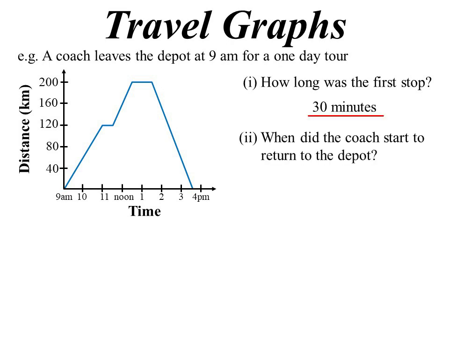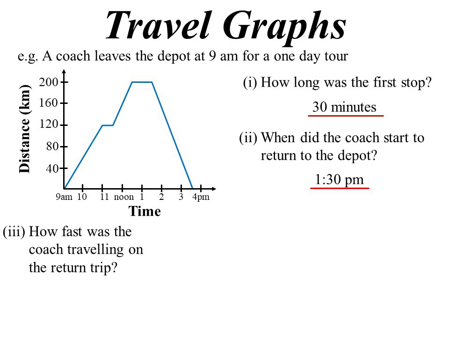When did the coach start to return to the depot? In calculus, we'd be saying, when is this function decreasing? When are we coming back? So when's the distance we're away getting smaller? And so on our travel graph, we were looking for when the line goes back down. It was at 1:30 that happened.